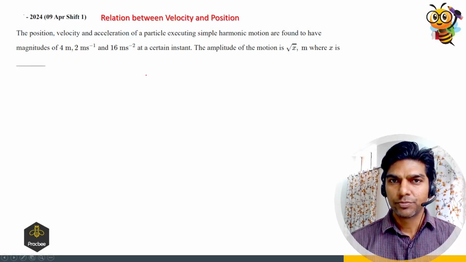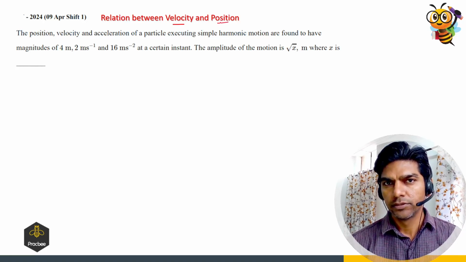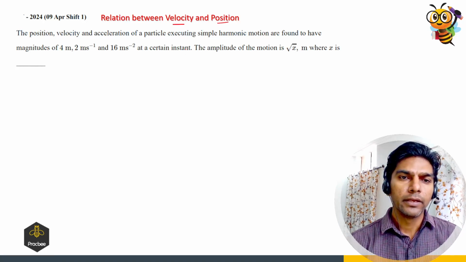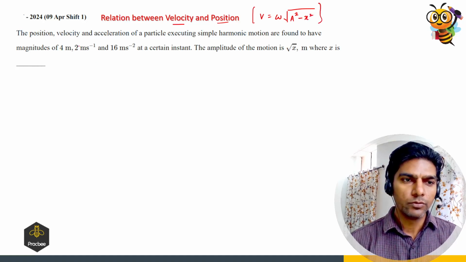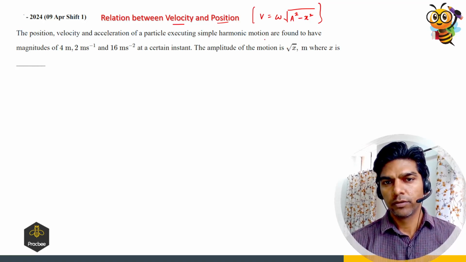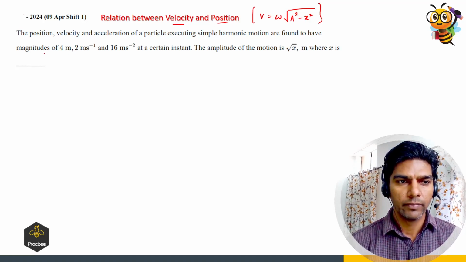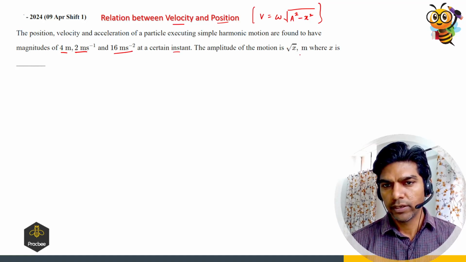Now let us see the next problem type, which is based on the relationship between the instantaneous velocity and the instantaneous position of the particle. And here we're going to use this formula that v can be written as omega times root of a square minus x square. Now let us see the question based on this. The position, velocity, and the acceleration of the particle executing simple harmonic motion are found to have magnitude 4 meters, 2 meters per second, and 16 meters per second square at a certain instant. The amplitude of the motion is root x meter. We have to find the value of x.